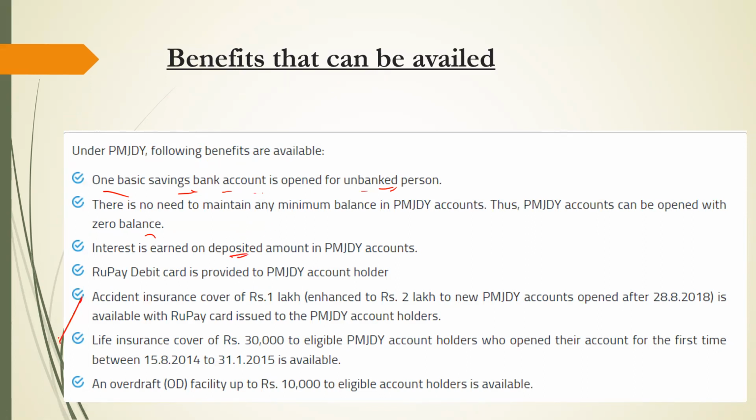Now, the important aspect you need to focus upon is these three. One is the accident insurance cover. Earlier it was 1 lakh, which has been increased to 2 lakhs now. The life insurance cover is 30,000, and the overdraft facility available is 10,000 rupees. So: accident insurance cover 2 lakhs, life insurance 30,000, and overdraft facility 10,000 rupees.